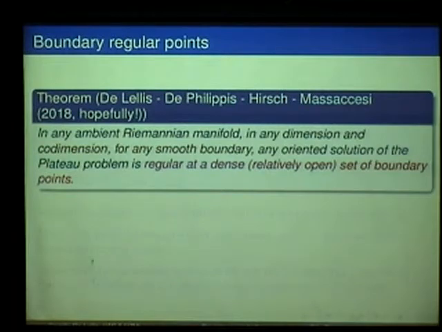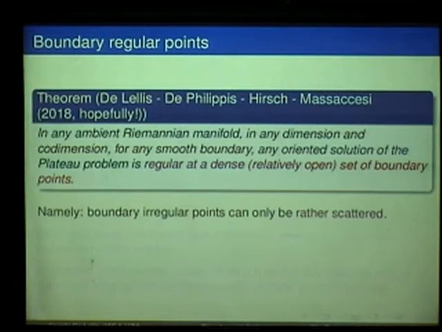So the theorem actually tells you in any Riemannian ambient manifold, in any dimension and codimension, and for any smooth boundary, any oriented solution of the Plateau problem is regular at a dense, relatively open set of boundary points. Okay? So, in particular, there is at least one point where you're regular. But in fact, it tells you much more. So boundary irregular points can only be rather scattered. At least topologically, they must be a meager set, so rather small.